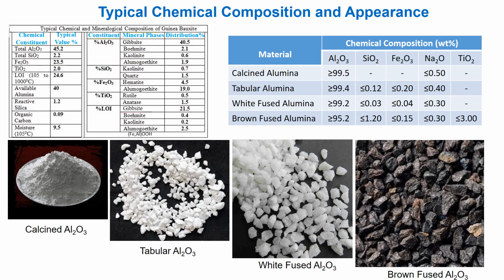The chemical composition and appearance of different alumina have been shown here. The second slide already demonstrated the image of raw bauxite, and the typical composition of grain of bauxite is given in this table. These are the chemical constituents, typical percentage; these are the phases. So, that means the constituents can be determined through XRF, but for this phase analysis we need the XRD.